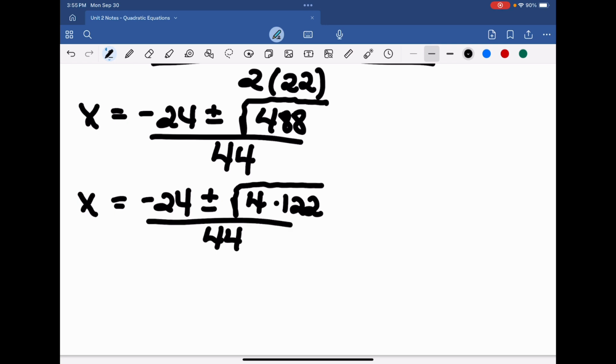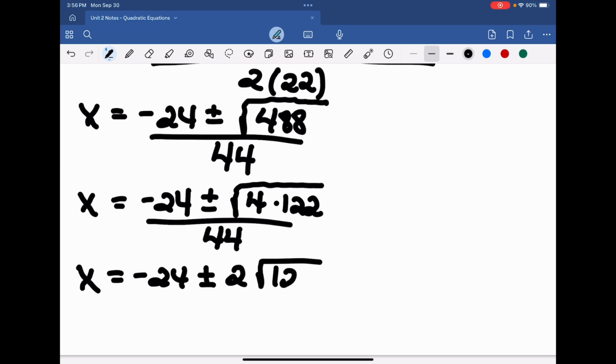I divide this all by 44. I take this one step further and it's negative 24 plus or minus, the square root of 4 is 2. I leave behind the 122 because I can't perfectly square root that number, divide it by 44.